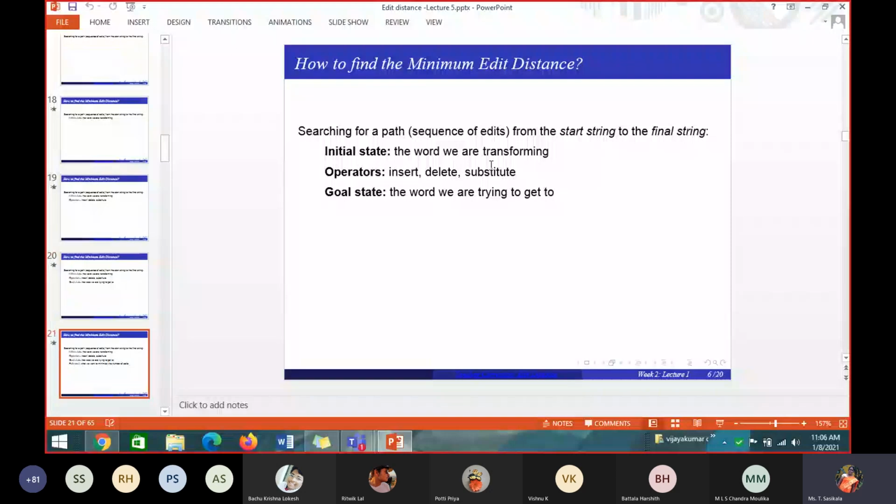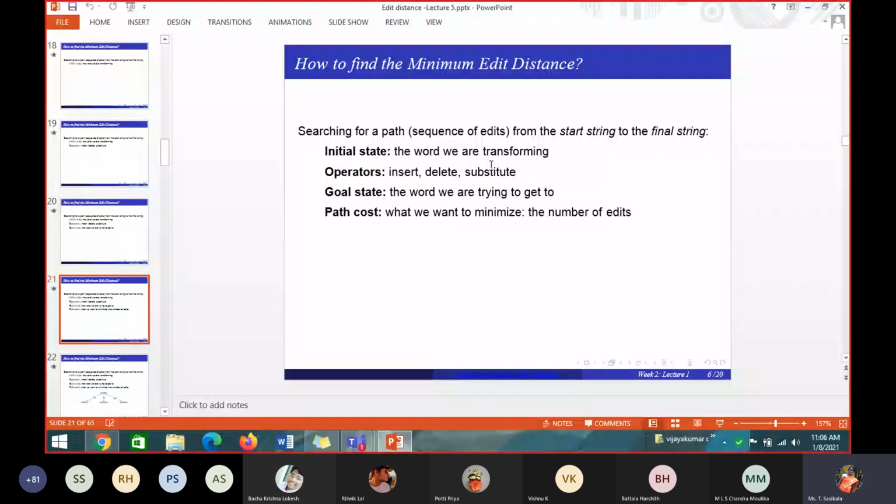And the cost: we want to minimize the number of edit operations. If I have 5 edit operations and the cost of all operations is 1, then the path cost will be 5. For example, see here, if I have the word intention and I take the first character and apply deletion, what will be my result?